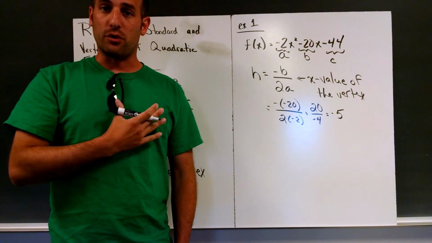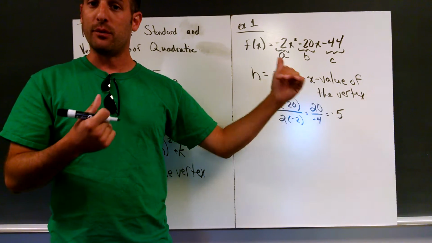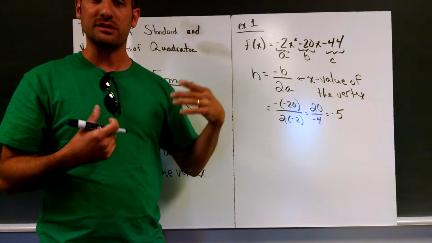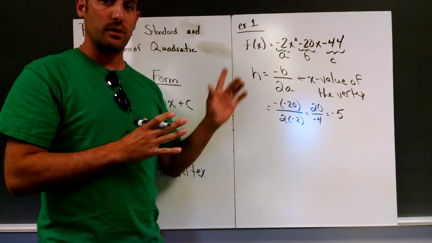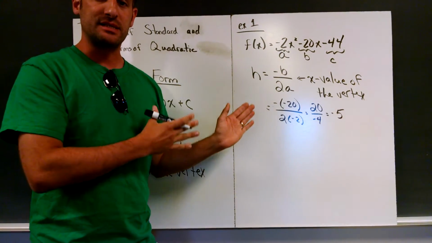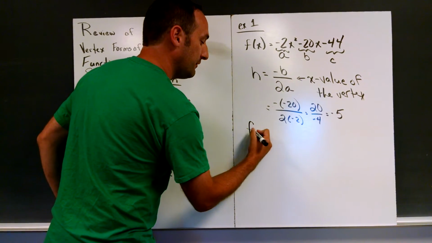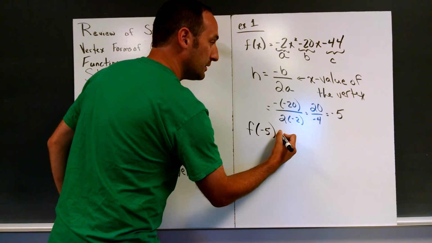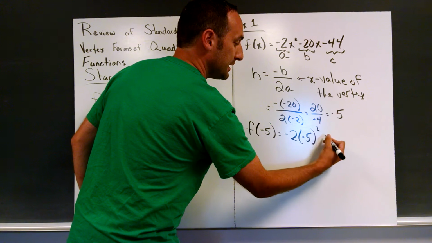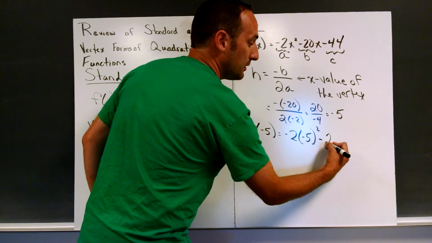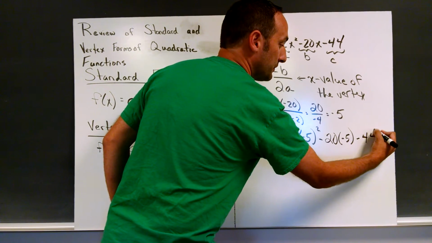When you do an ordered pair, the x is the input. We have found the x value, that's the input, and we have a function that will allow us to find the output. So what we're going to do is take that negative 5 and put it right into the original function and see what happens when we evaluate that function. So we're going to do f of negative 5, which in this case is negative 2 times negative 5 squared minus 20 times negative 5 minus 44.